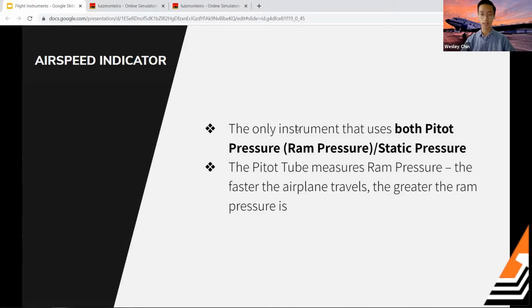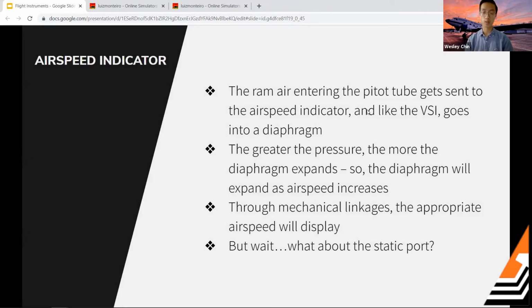As we mentioned earlier, I think it was Umar who pointed it out, this is the only instrument that uses information from both your pitot tube and the static port. So the pitot tube measures ram air pressure. The faster the airplane travels, the greater the ram pressure is. This ram air entering the pitot tube gets directly sent into the airspeed indicator. And just like the VSI, there's a little diaphragm inside the instrument case that it's sent into. Similar concept, right? The greater the pressure, the more the diaphragm will expand. As the diaphragm expands, that's linked to your airspeed indicator needle, and you show an increase in airspeed.